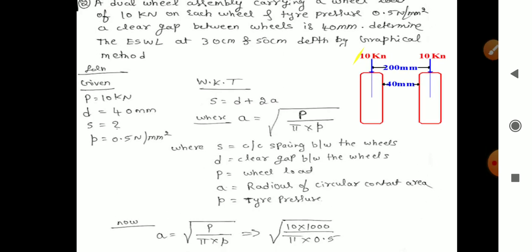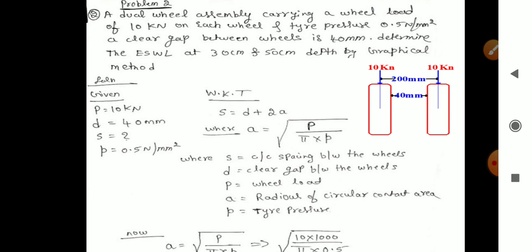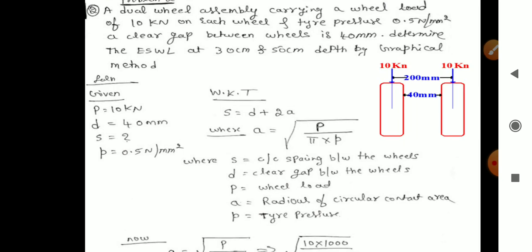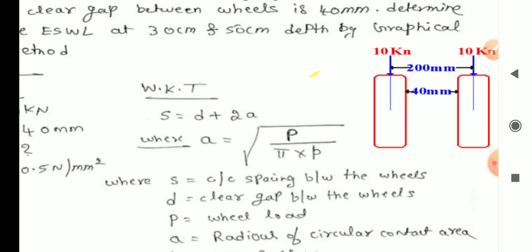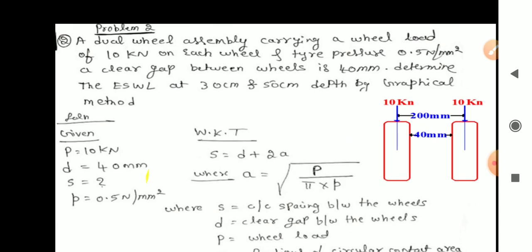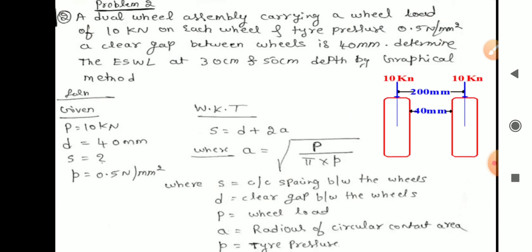Next, in the second problem, compared to the first problem, a small trick is there. So what is the trick they have given in that question? This is also a question paper problem. A load wheel assembly carrying wheel load of 10 kilonewton. So instead of kg they have given a kilonewton value. Each wheel load of 10 kg each wheel and tire pressure of 0.5 Newton per mm square. Here they have given 0.5 Newton per mm square, but in the previous problem they did not give any tire pressure. And the clear gap between the wheels is given, that is 40 mm. Determine the ESWL at 30 cm and 50 cm depth by graphical method.